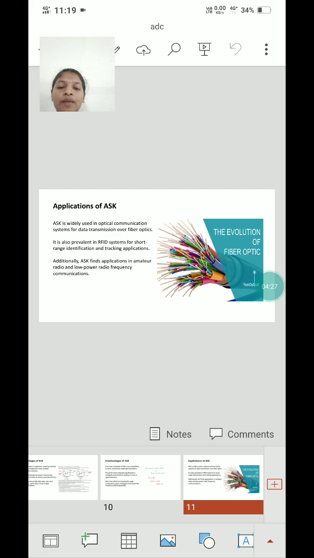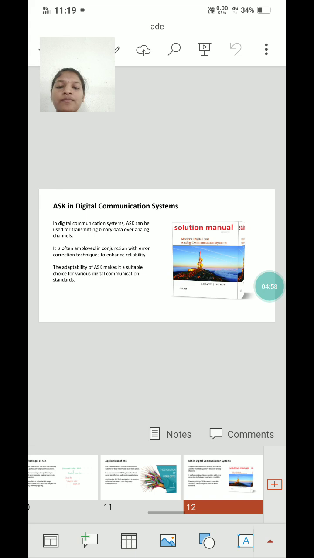Applications of amplitude shift keying. Amplitude shift keying is widely used in optical communication systems for data transmission over fiber optics. It is also prevalent in RFID systems for short range identification and tracking applications. Additionally, amplitude shift keying finds applications in amateur radio and low power radio frequency communications.